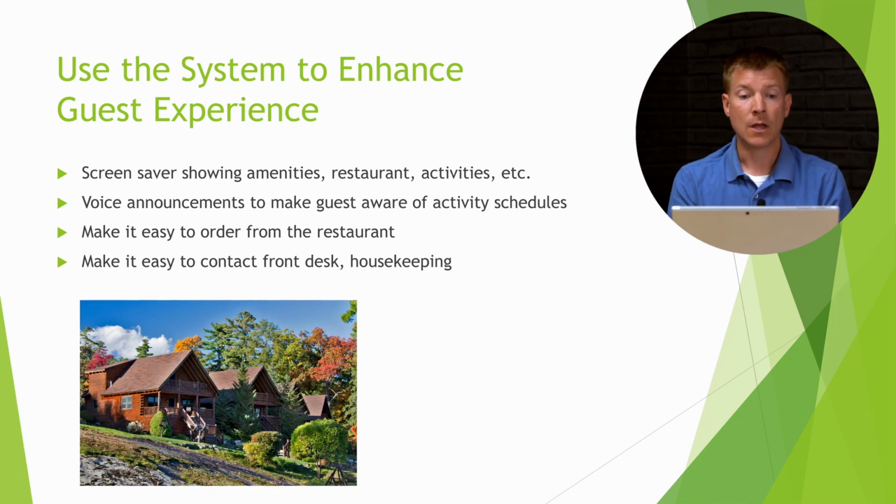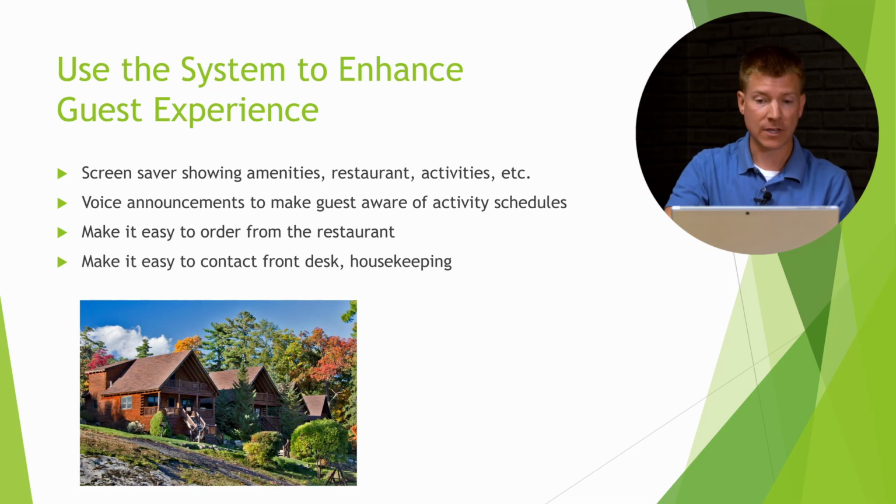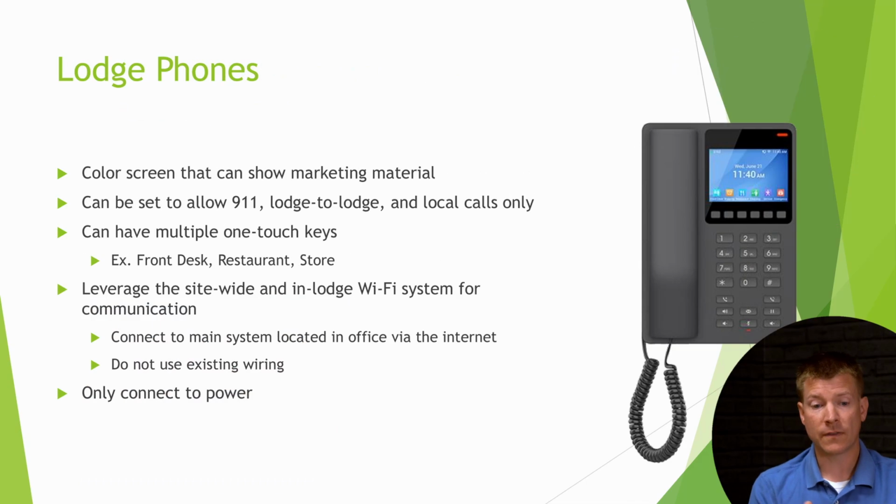So the phone system, part of it was there for communication, but part of it's also to enhance the guest experience on site. And I'm back to why we chose that 631W with the large screen on that hospitality phone. We can have a screensaver on there that shows some of the amenities, some of the activities, the restaurant. It's a way to engage the guests a little bit and to let them know what is available to them on property. We could also have used voice announcements, which is kind of like a voicemail delivery. It's where staff can record one message and then send it out to all the phones. They can also make it easy for the guest to order from the restaurant, again, kind of driving sales, driving business while on site. And then, of course, make it easy to contact the front desk, contact housekeeping, those sorts of activities. Ultimately, the 631 phones were chosen because of the large screen that can show this marketing material.